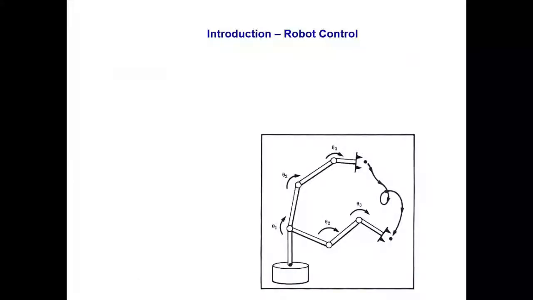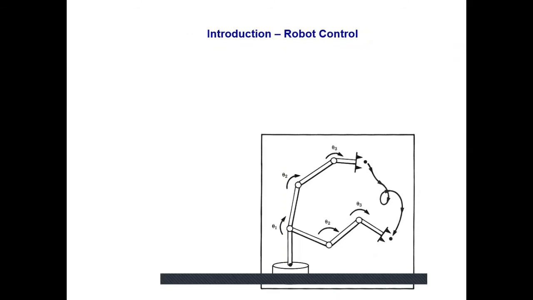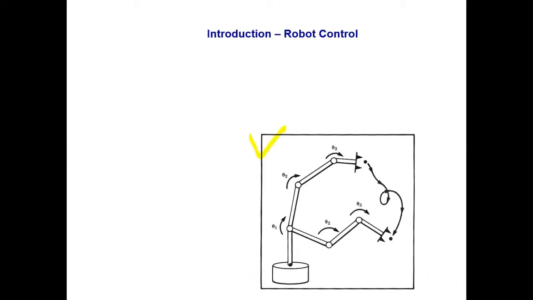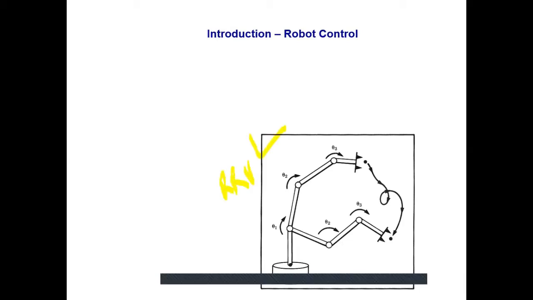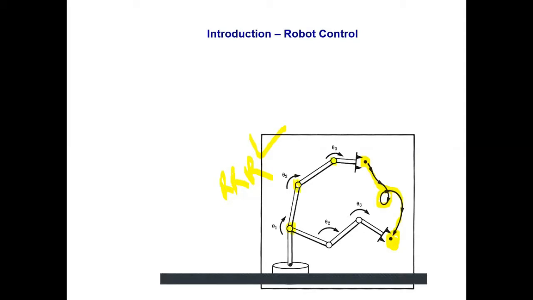Hi, in this part, we will cover the topic robot control. So, what is the purpose of robot control? Let's understand it with this example. In this example, an R robot is given. Its end effector is moving from this point to this point following this path. We have to identify the way in which these joint motors are controlled in order to achieve this trajectory.